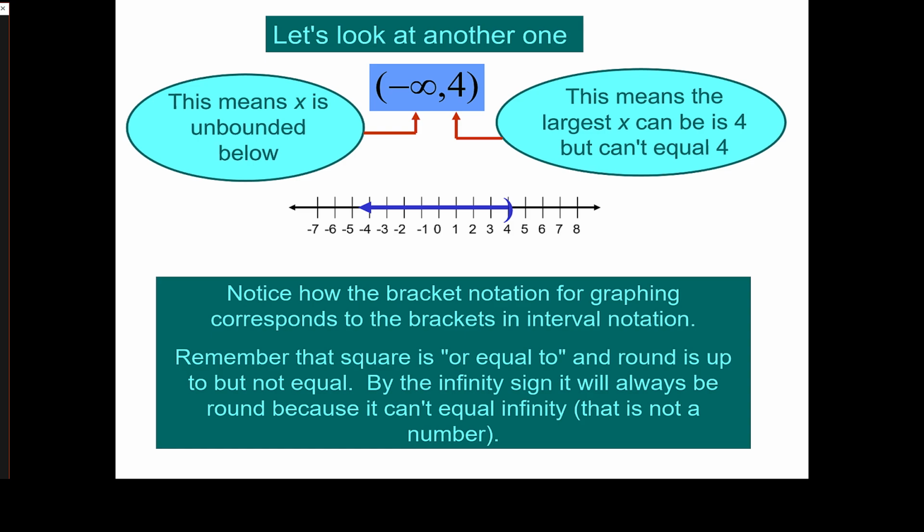This makes it easy to remember. Remember that a square is included, and round is up to but not equal. So what they're saying here is that a bracket means you include the endpoint, and with an open parentheses, it approaches it but does not include the endpoint. So, as I said before, when you have interval notation, the symbols on the ends tell the behavior of the endpoints.